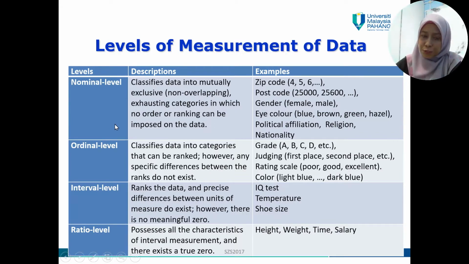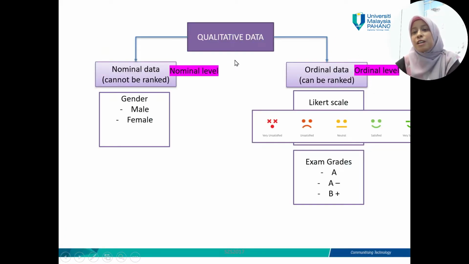So let's take a look at the qualitative data first. So originally, the nominal data, qualitative nominal data is nominal level. As simple as that. Okay, straightforward. Qualitative ordinal data is ordinal level. So it's actually the same thing. It's pretty easy. The level of measurement for qualitative data is also its type. Alright, so it's very simple.